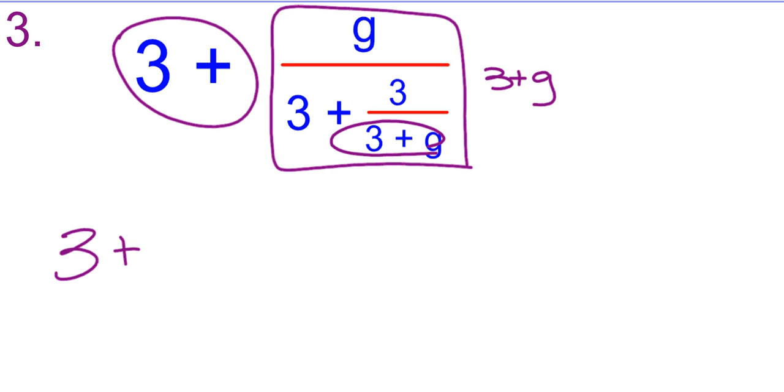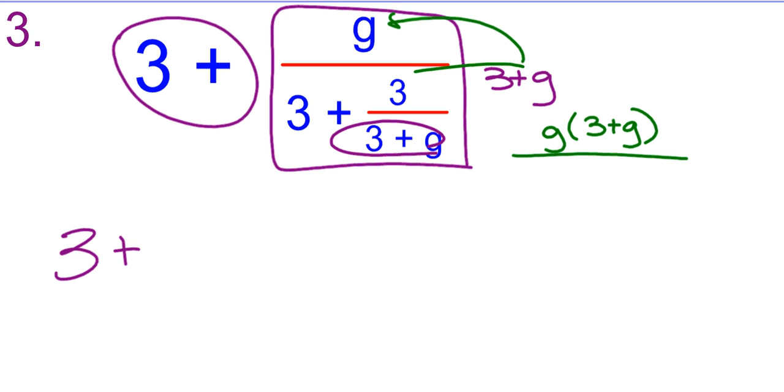To do that, I'm going to distribute 3 plus g to this g, meaning I'm just going to write it out right now. You could distribute on the go, and I'm going to show you my work a little better. And then in the denominator, I have that going to the 3. So it'd be 3 times 3 plus g, and then this plus sign. And then this 3 plus g and this 3 plus g cancel, so it's just plus 3.